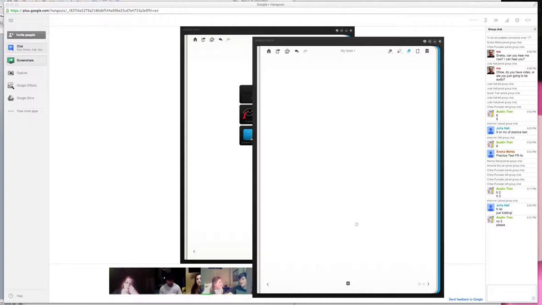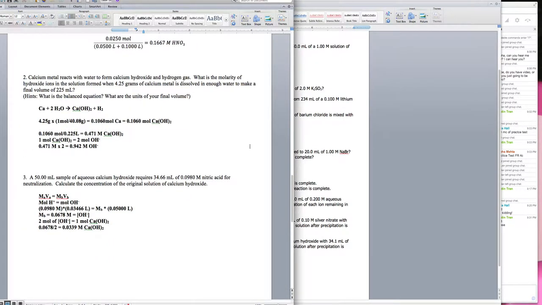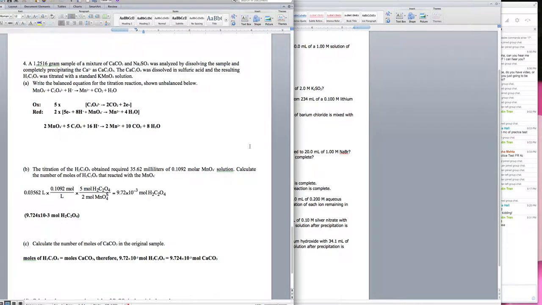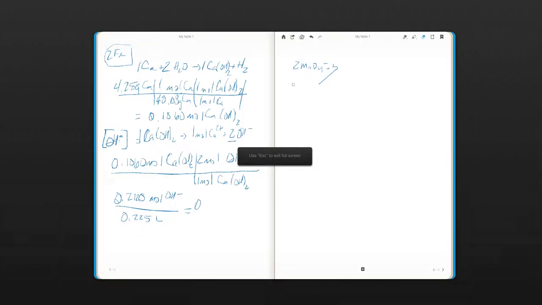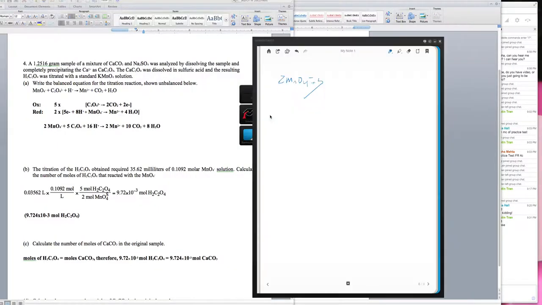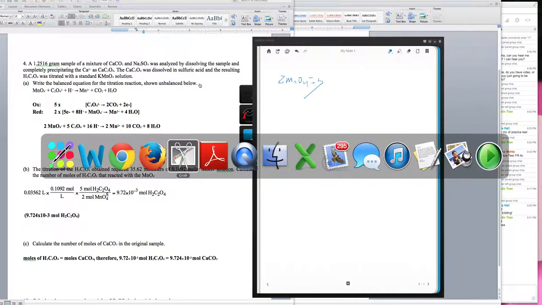Okay. Let's do this then. You're really just adding OH minuses to both sides. So let's take a look at the test. That's number 4. Okay. So what I'm going to do is I'm going to write that down. I'm just walking through it real quick. So if we have... 2 MnO4 minus plus 5... Oh, I did it again. So sorry. I'm pressing a button on my pen and it messes me up.